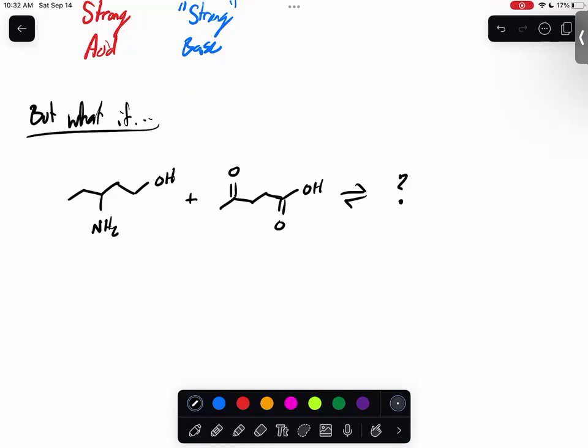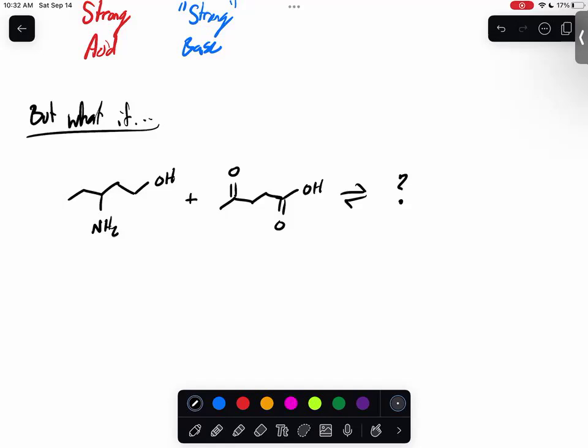And the first thing that we have to do to determine the product is the same as we've been doing for all other acid-base chemistry. We have to ask ourselves which of these is the acid and which of these is the base. But the thing is, neither of these, as we know, are a strong acid or a strong base. And so at this moment in time, there's not really a way for us to decipher what is what here.